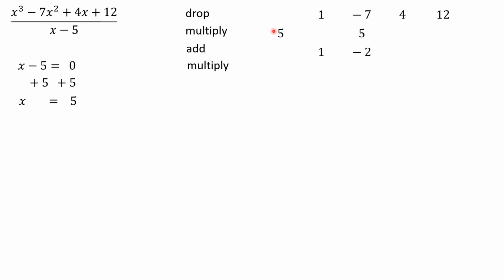Multiply. So again, I'm going to grab the 5 that's over here times negative 2 makes a negative 10. Add. 4 plus negative 10. I'm going to add those together, put the answer right here. That's a negative 6. Multiply. So again, grab the 5 that's way over here, times negative 6. 5 times negative 6 is negative 30. Add 12 plus negative 30 makes negative 18.